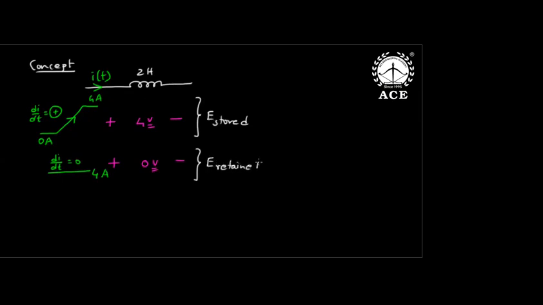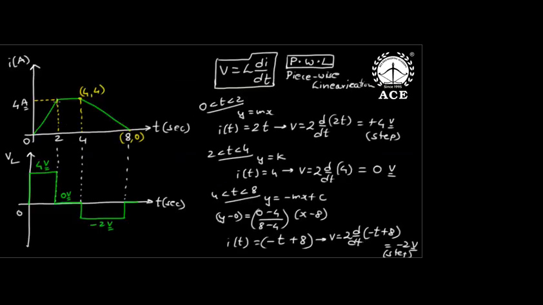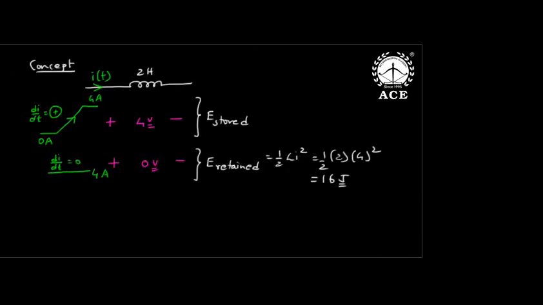Now, in this mode, I can use the formula half L i square, where L is 2 and the current is 4 square. That means 16 joules of energy it is retaining. This 16 joules of energy came from 0 to 2 seconds only. From 0 to 2 seconds it stored, then it is retaining this energy as a memory element. This is a memory concept. That is how inductors are memory elements. The actual energy was stored in the period of 0 to 2 when current is changing, and now it is retaining this.